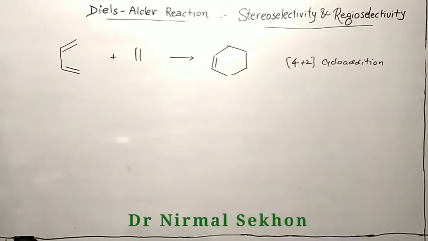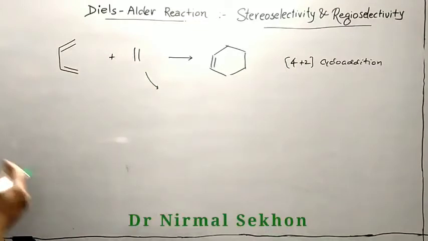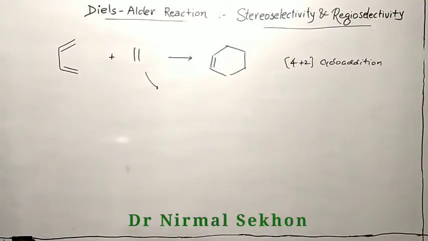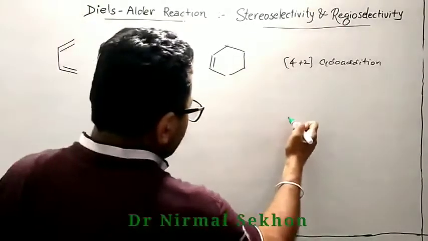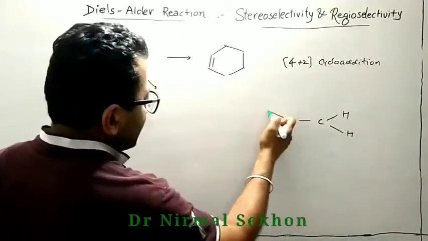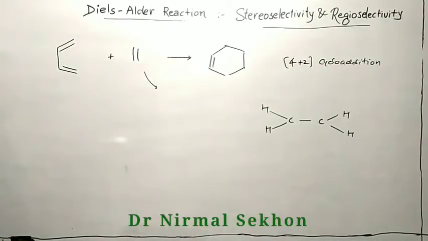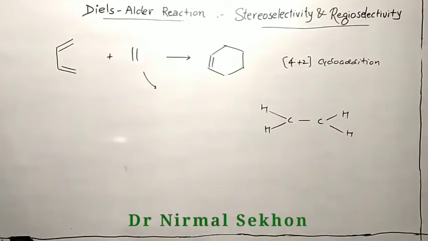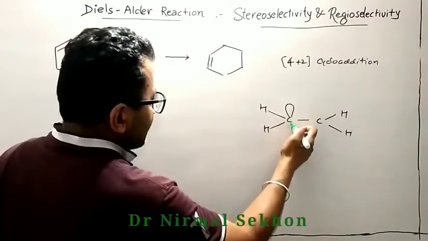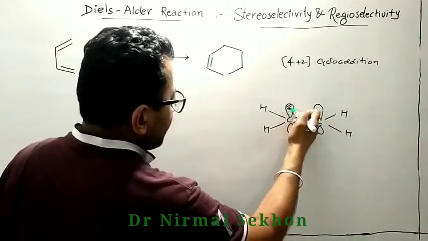In case of an alkene, there are two carbons which form the carbon-carbon double bond. This is the structure of ethene. All the 6 atoms, 2 carbons and 4 hydrogens, are in one plane. Each carbon is sp2 hybridized, so it has one p orbital like this.